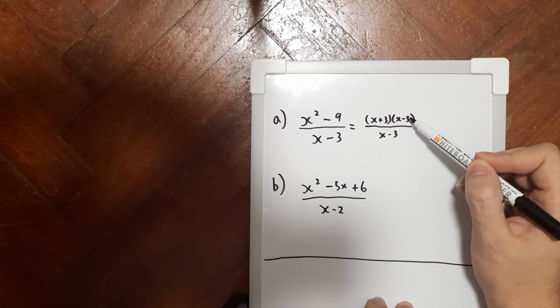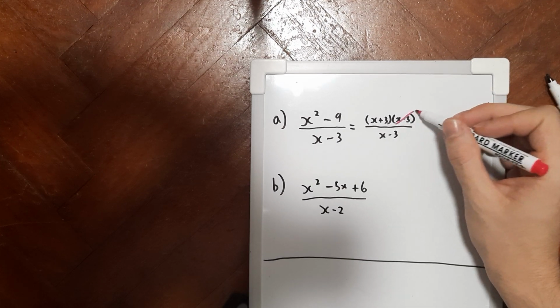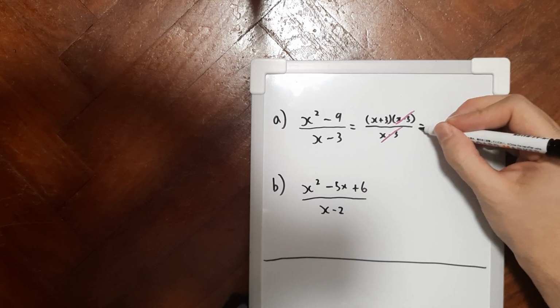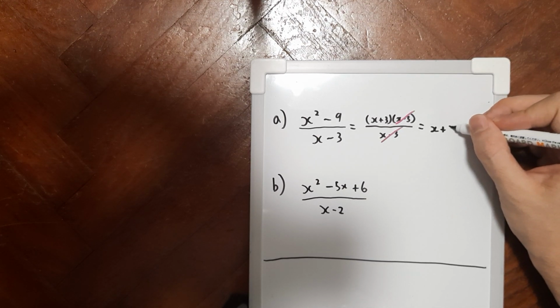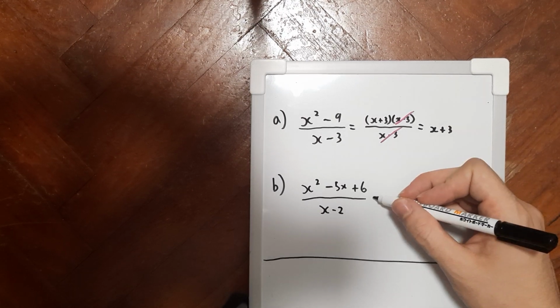We can then cancel the factor from top and bottom, in effect dividing the top and bottom by x minus 3, which leaves us with just x plus 3. Let's look at the second example.